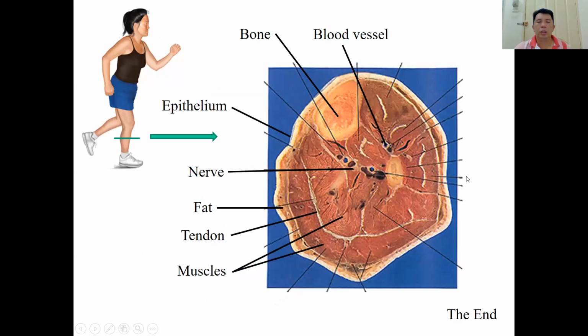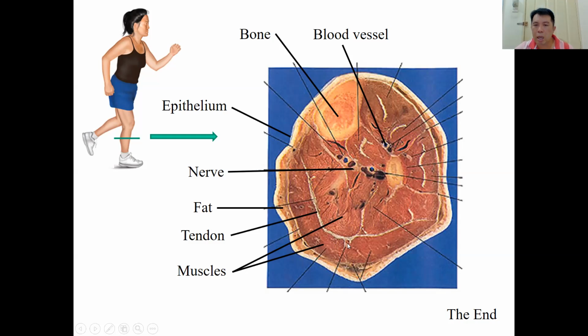This diagram shows you the leg of a human. When it is cut, you can see the outermost tissue is made up of epithelium. Then beneath the epidermis, or skin, there is fat. Fat is one of the connective tissues. Then here you can see the bone. These are connective tissues, and you can see the blood vessel. In the blood vessel there is blood, and blood is also a connective tissue.